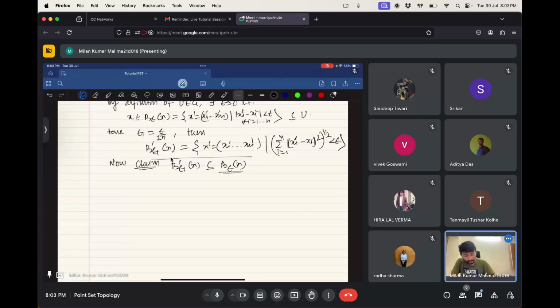How can I say? Let x dash belong to B epsilon dash x. That means the summation of i equals 1 to n, mod of xi dash minus xi squared, whole to the power 1 by 2, is less than epsilon, right? Epsilon 1, not epsilon, epsilon 1, right?